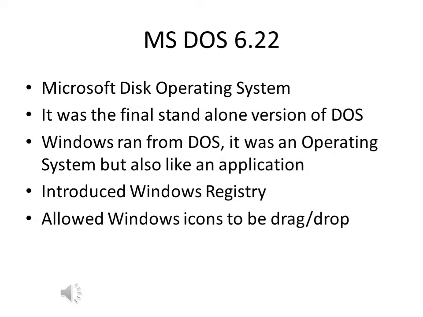MS-DOS 6.22 was the operating system that came standard with Windows 3.1. This was its very own operating system. It didn't require Windows to run. In fact, it was the last version of a standalone operating system that Microsoft had made. The DOS was responsible for controlling the Windows, which was an operating system and application.